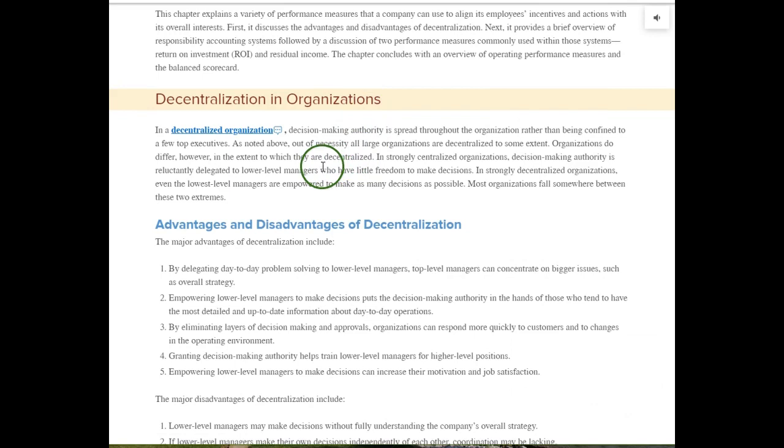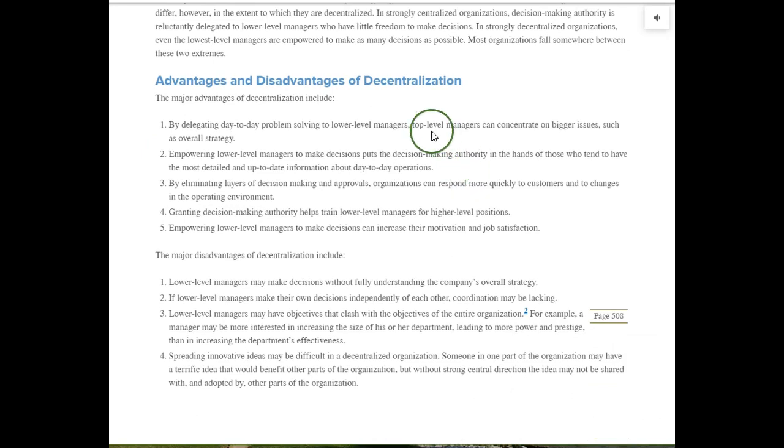Now decentralization is when decision-making authority is spread throughout the organization rather than being confined to a few top executives. You might say, well, why do you want to do this? Well, here you can look at some advantages. The first one: by delegating day-to-day problem solving to lower-level managers, top-level managers can concentrate on bigger issues such as overall strategy. And the second one: empowering lower-level managers to make decisions puts the decision-making authority in the hands of those who tend to have the most detailed and up-to-date information about day-to-day operations.